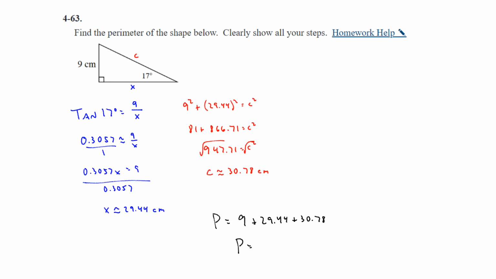So therefore the perimeter, you have your 9 centimeters plus the 29.44 centimeters plus the hypotenuse 30.78 centimeters, and that will give us a perimeter of 69.22 centimeters. And once again, that's an approximation because we've approximated the tangent ratio, we've approximated the hypotenuse using Pythagorean theorem. But that's a close approximation of what the perimeter should be of the shape.